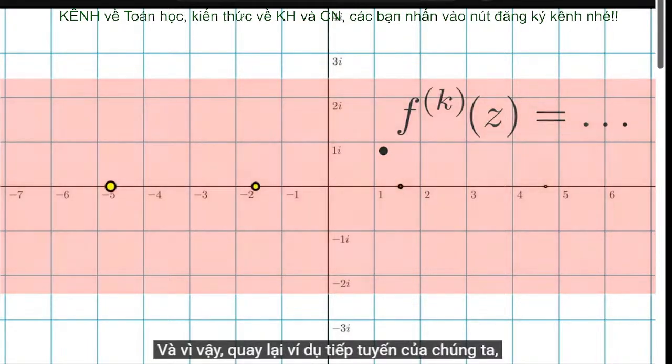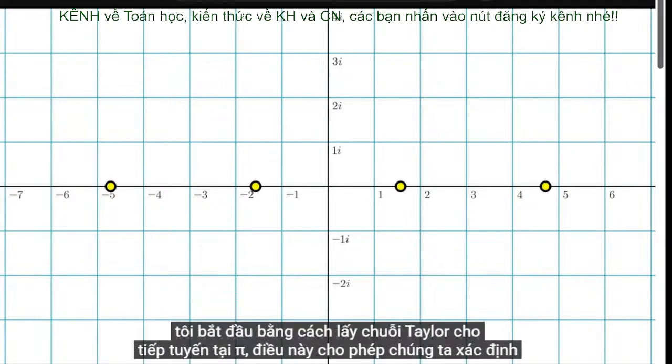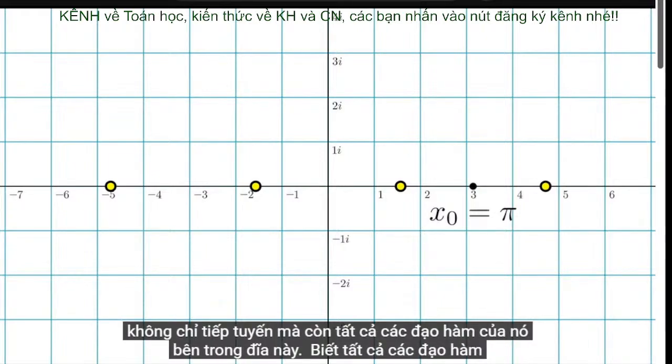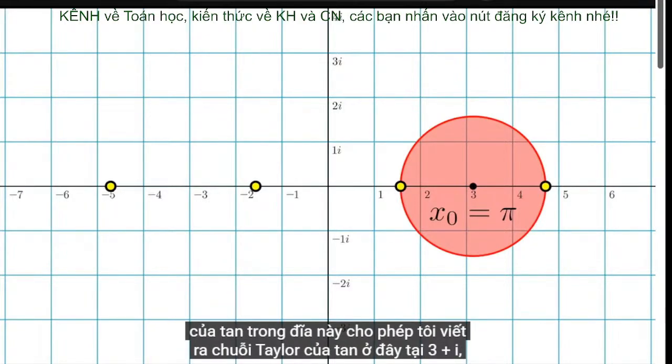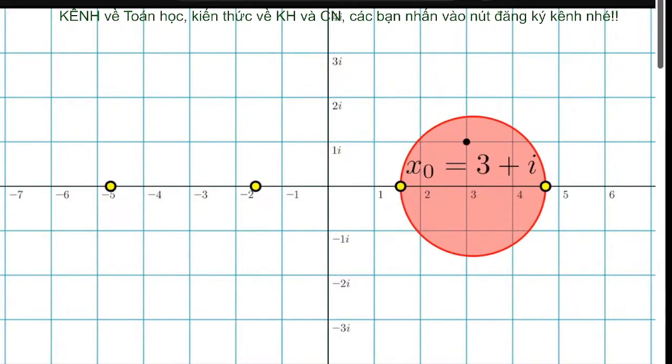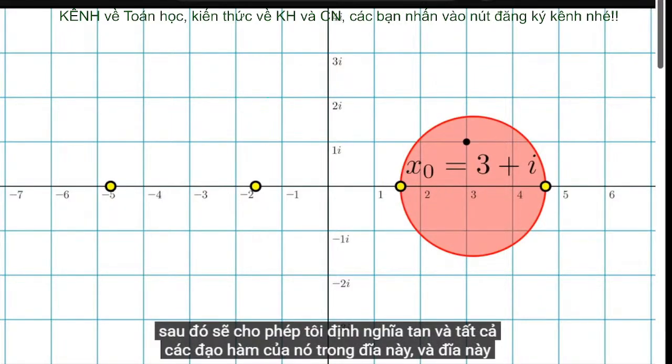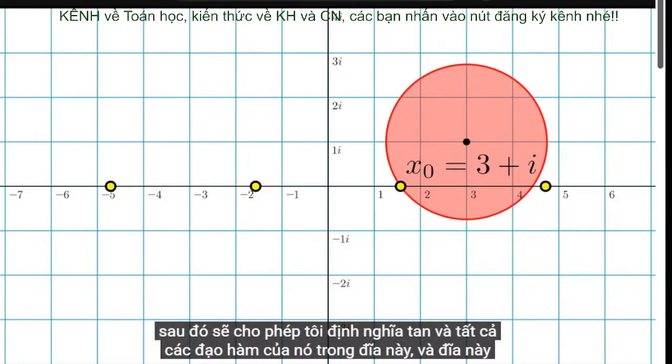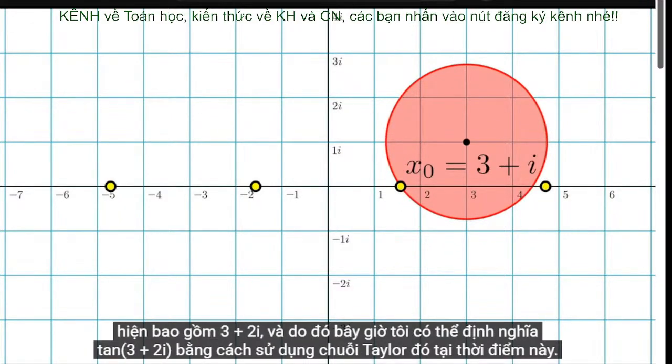And so, going back to our tangent example, I started by taking the Taylor series for tangent at pi, which allowed us to define not just tangent, but all of its derivatives inside this disk. Knowing all of the derivatives of tangent within this disk allows me to write down the Taylor series of tangent here at 3 plus i, which will then allow me to define tangent and all of its derivatives within this disk. And this disk now includes 3 plus 2i, and so I can now define tangent of 3 plus 2i using that Taylor series at this point.